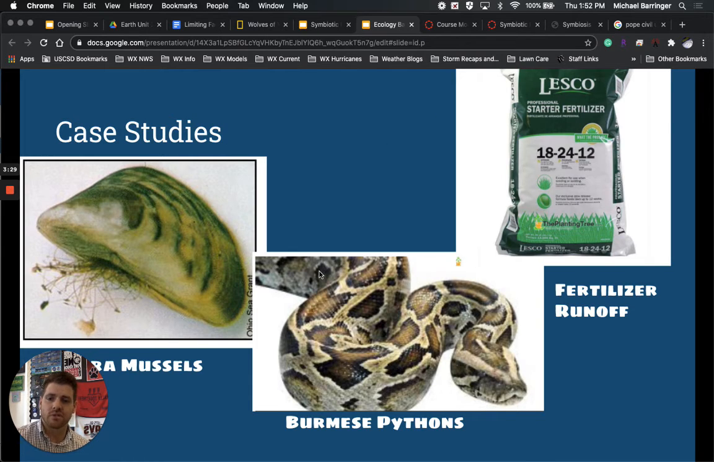So there's a few other examples of where human beings have come in and disrupted the ecosystems, and it's had ripple effects going down through other biotic and abiotic factors. Here are three good ones. Let's talk about the zebra mussels and the Burmese pythons first, because these are both biotic factors.